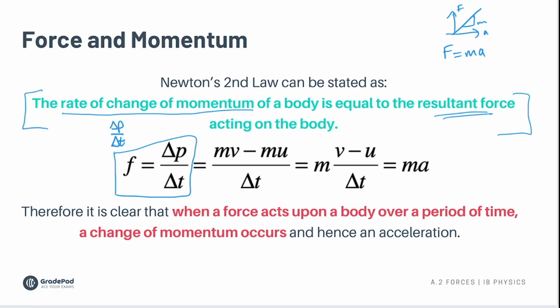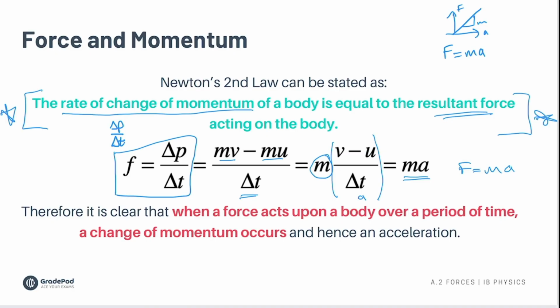Let's try and break that down a bit, because delta P just means the final momentum subtract the initial momentum. So the final momentum is mv, the initial momentum is mu, and this delta t, keep that the way it is. The mass is the same, so we can take that out. And what we're left with is m brackets v minus u over t. And of course, from A1 kinematics, you would know that v minus u over t is equal to a. So F equals ma.